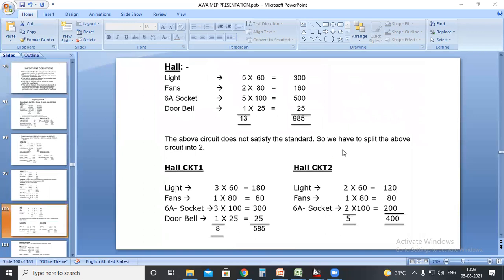So we have to split the above circuit. They have taken 3 light fittings, 1 fan, 6 ampere socket 3 numbers, and 1 doorbell in circuit 1. In circuit 2, the remaining 2 lights, the remaining fan, and the remaining 2 sockets. So here the load is 585 and the remaining 400 watts is arranged in circuit 2.